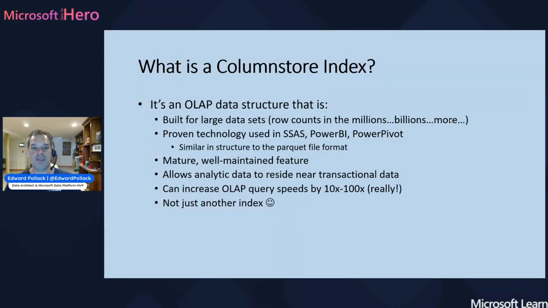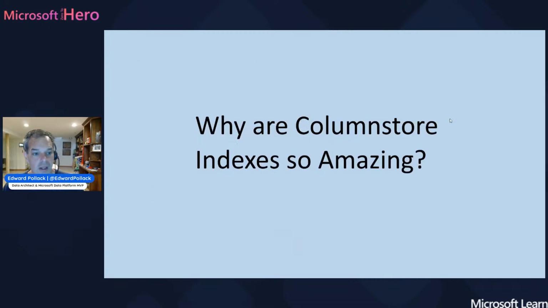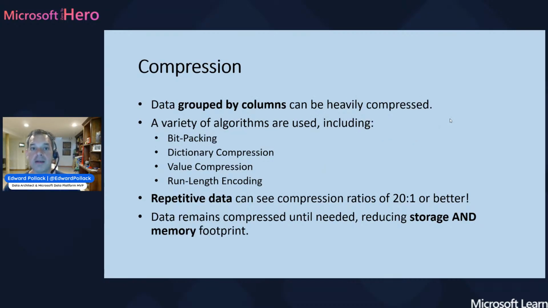So really the key to it is the name Columnstore Index makes it sound like index, but it's not. Much, much more than that. So why are they amazing? The first chunk of this presentation is going to be on why are these things amazing? What makes them special? What makes them tick? Why are they great? The number one thing is compression more than anything else.